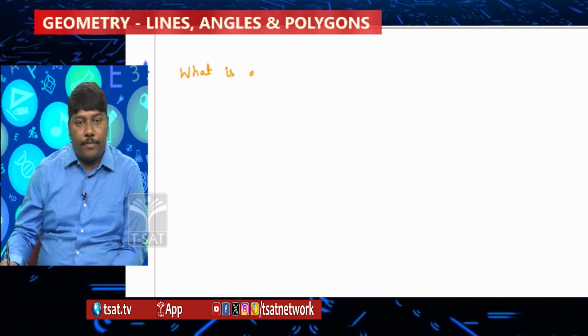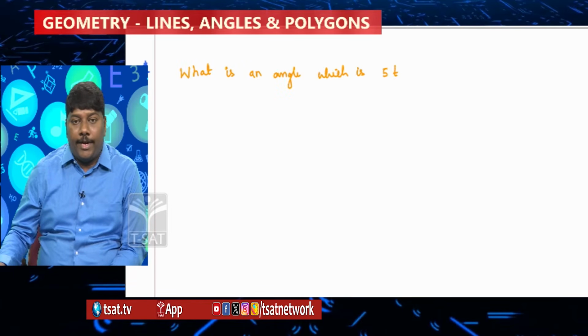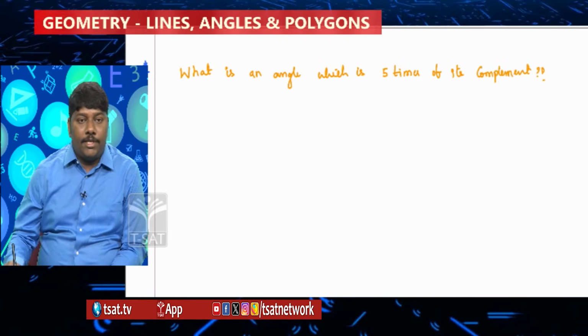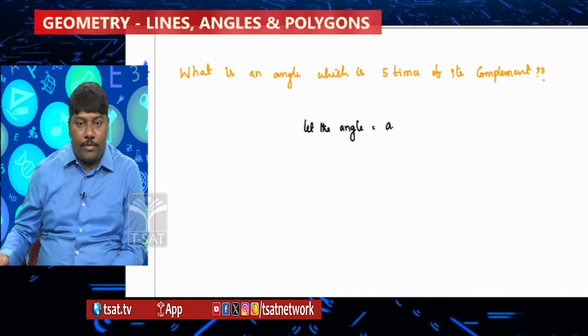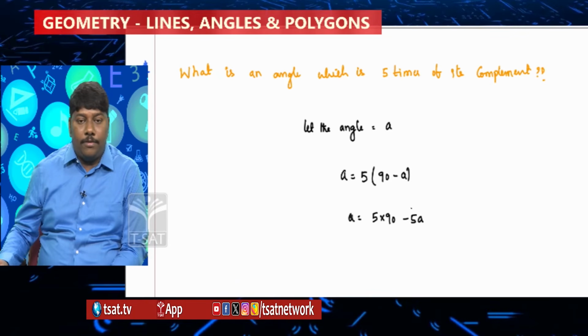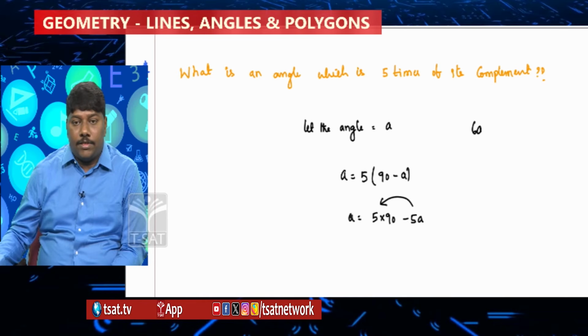What is an angle which is 5 times its complement? So he is asking you what is an angle which is 5 times its complement. Let the angle be A. I want an angle which is 5 times its complement. The complement of A is 90 minus A. A is equal to 5 into 90, don't multiply it, minus 5A. If minus 5A goes to this side, it becomes 6A. 6A is equal to 5 into 90. A is equal to 75. Therefore, the angle that we are looking for is 75 degrees.